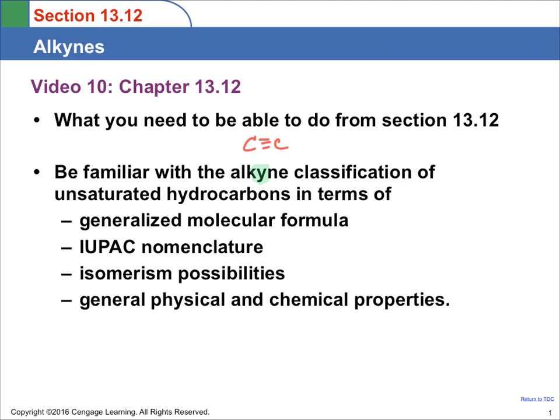We'll talk about the general formula, how to name alkynes, talk about isomers, as well as the physical and chemical properties.